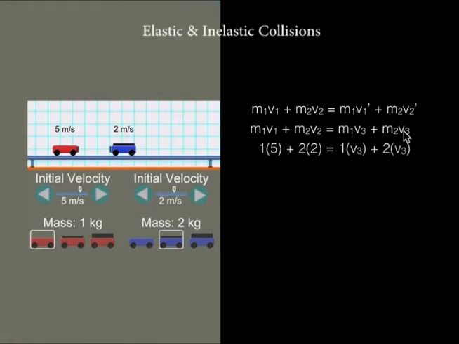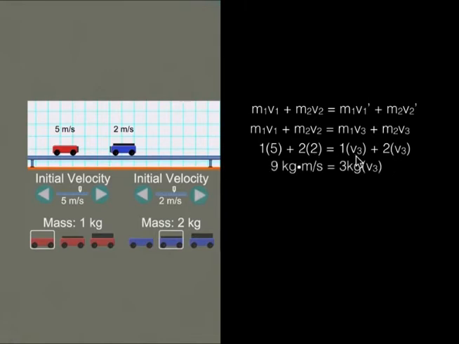I punch in my values: 1 kilogram car going at 5 meters per second and 2 kg car moving at 2 meters per second before collision. After, the masses don't change, and so I can solve for that V3. I can solve for a velocity of 3 meters per second. And so in an inelastic collision, that shared velocity allows us to solve for the change in linear momentum. Let's make sure that that works. Yes, they both have 3 meters per second.